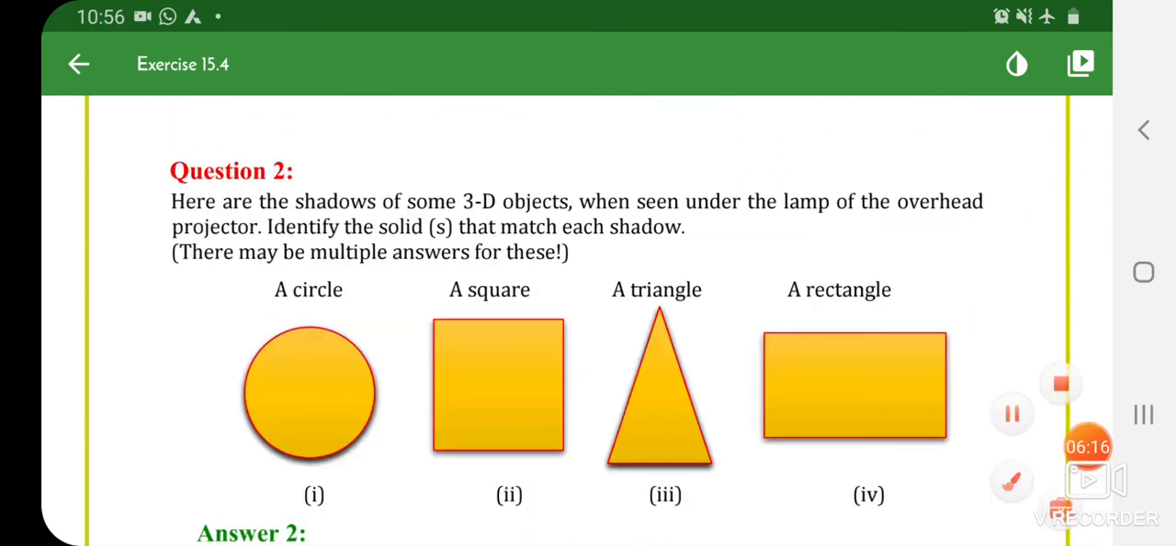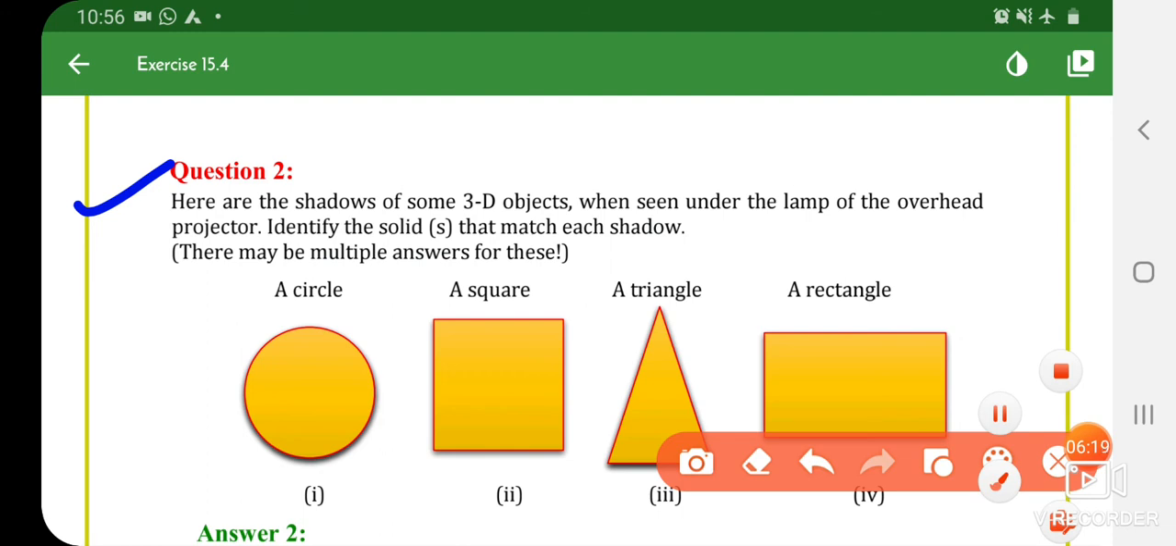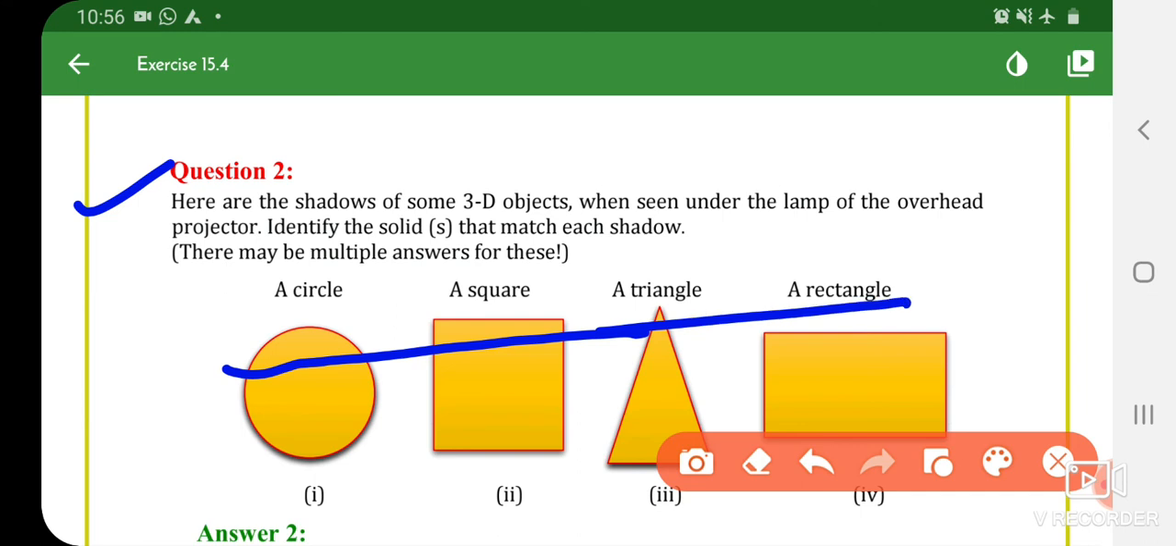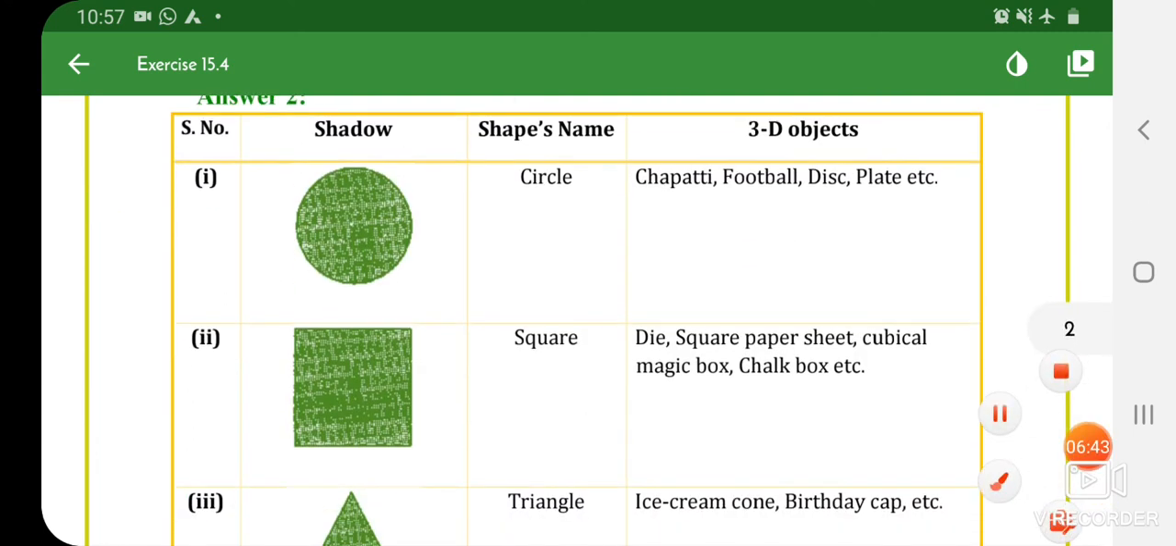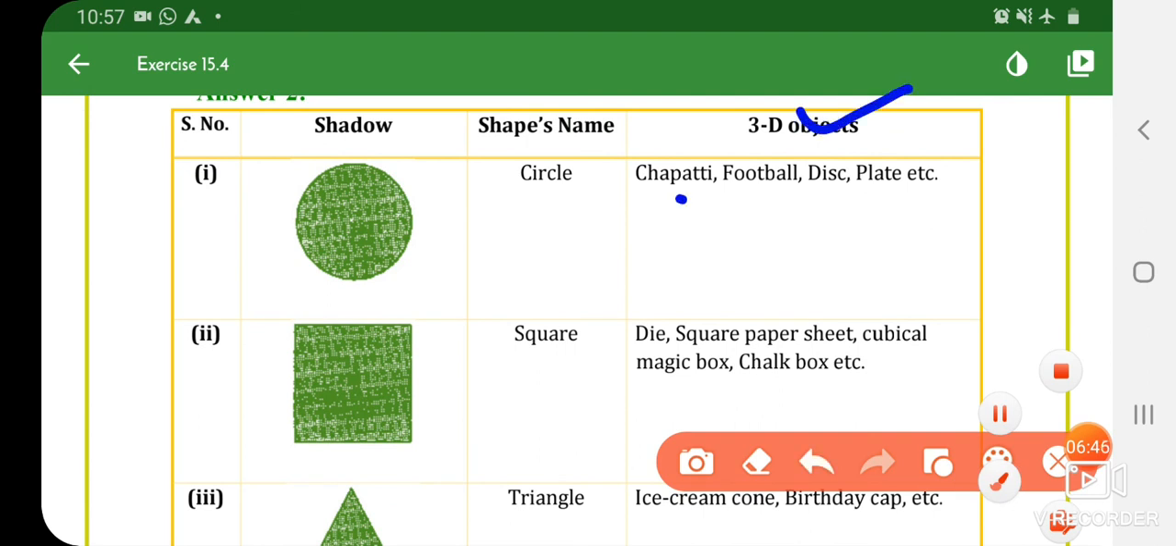And next is question number 2. Here are the shadows of some 3D objects when seen under the lamp of an overhead projector. Identify the solid whose image is the shadow. There can be multiple answers to this. That means here is given a shadow, and we can write the answer, which type of solid shapes make this shadow. The shadow of a circle is like 3D objects such as chapati, football, disc, plate and so on. We can write from our daily life which type of 3D shapes make a circle shadow, okay.